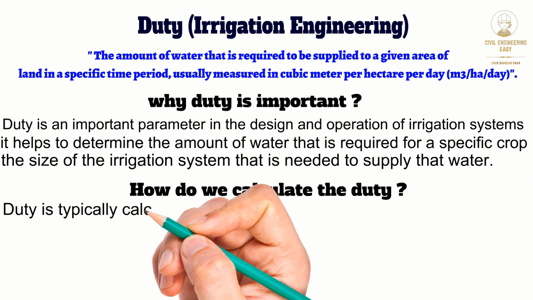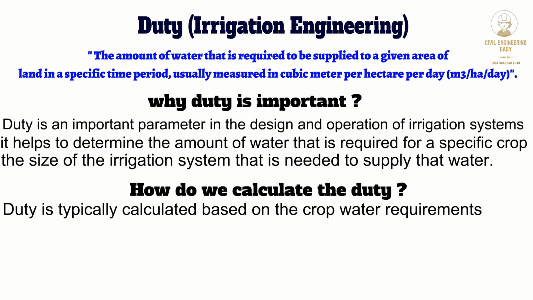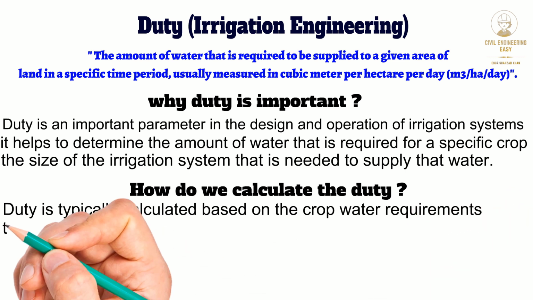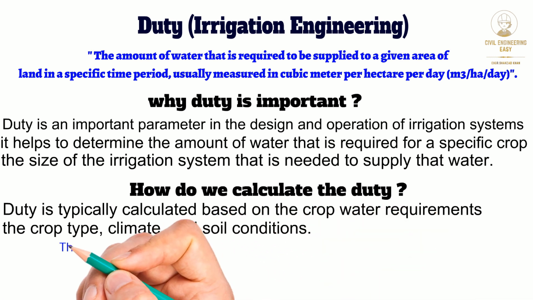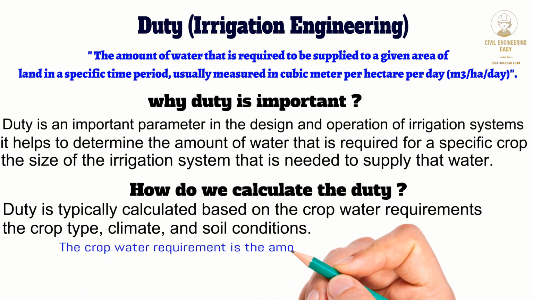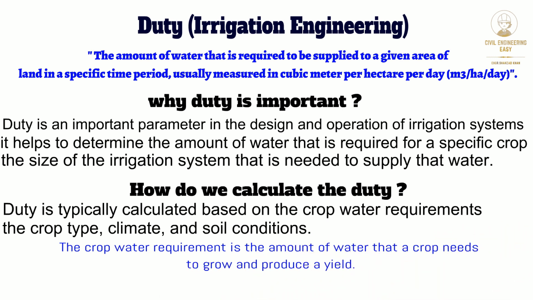How do we calculate the duty? Duty is typically calculated based on the crop water requirements, which are determined by factors such as crop type, climate, and soil conditions. The crop water requirement is the amount of water that a crop needs to grow and produce a yield, and it is usually measured in millimeters per day or month.